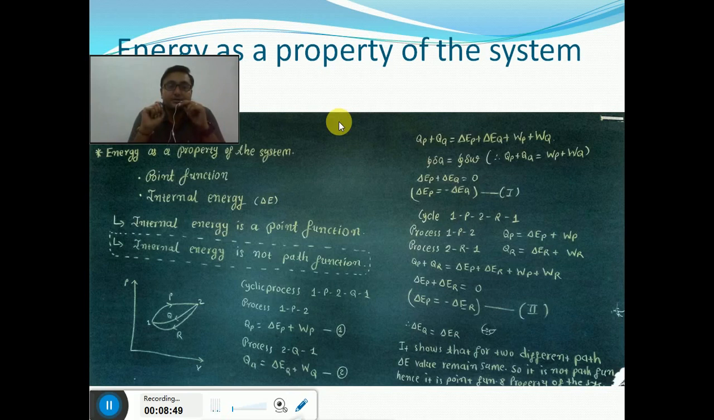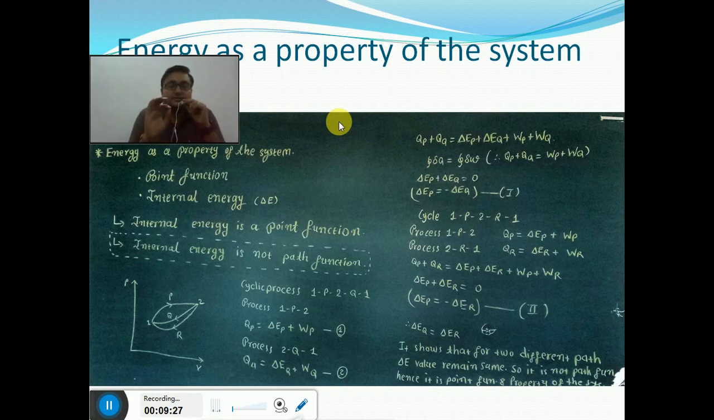Let's take one example: temperature. What is the state of the water at minus 4 degree centigrade? Correct? Solid. It is ice. What is the state of the water at 10 degree centigrade? Liquid. And what is the state of the water at 110 degree centigrade? Vapor or gaseous. It means temperature is able to define the state of the water. That's why temperature is a property of the water.